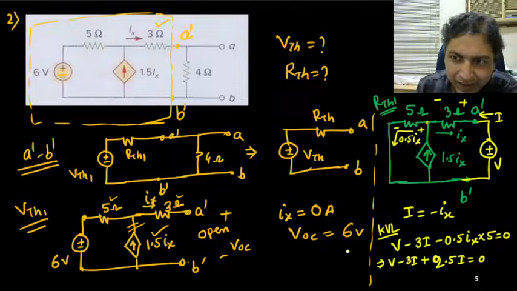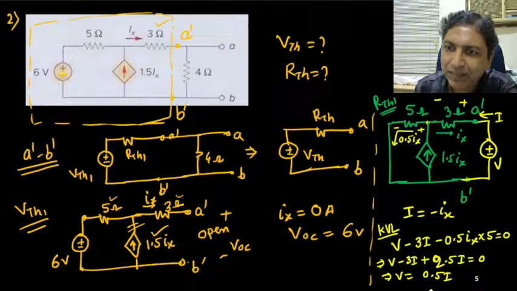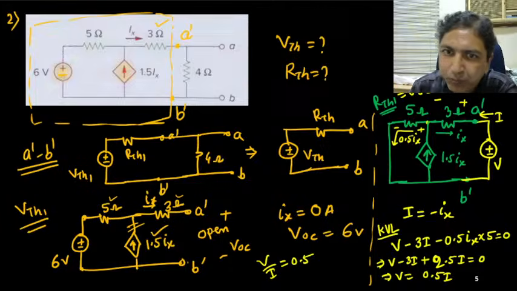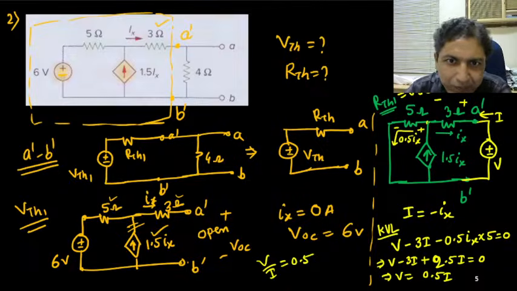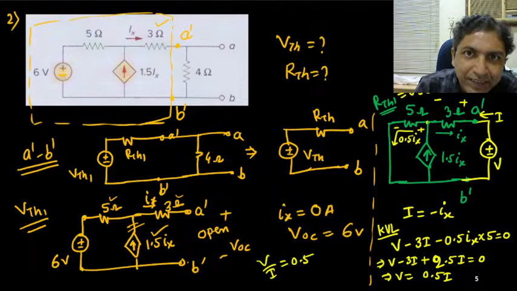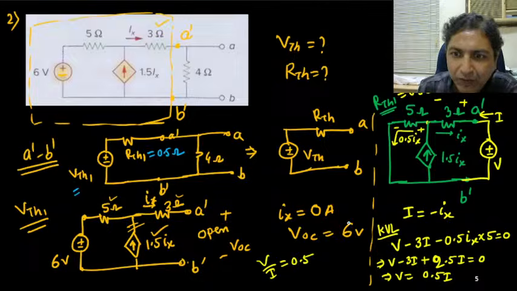Is it okay? So what is this? V equals 0.5I. So what is V by I? V by I is nothing but 0.5. So RTH1 is only 0.5 ohm. Have you got these things? So now you can see that you can come to this one. So this RTH1 is 0.5 ohm. This VTH1 we have got 6 volt.